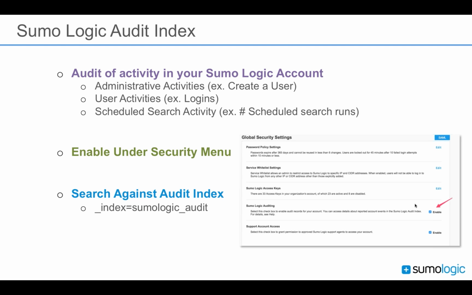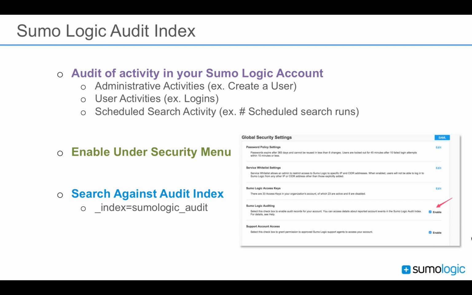Now, once you've enabled that, you can actually search against that data with _index equals sumologic_audit. Again, there's a bunch of sample searches within the documentation, and you should definitely take a look at it.